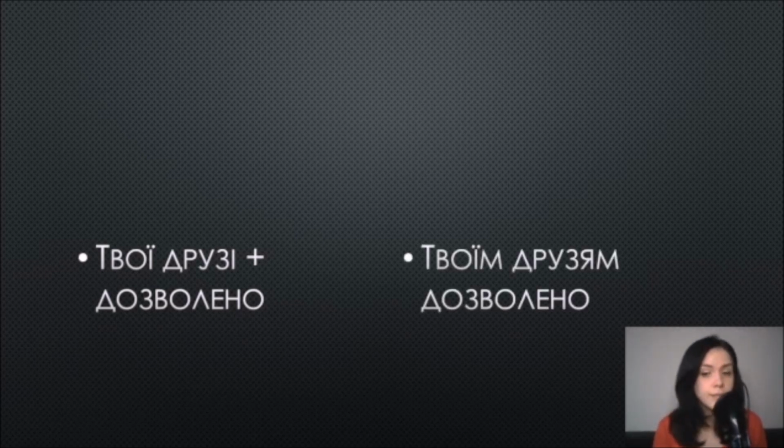Next. Твої друзі дозволено. Твої друзі means your friends, and дозволено means are allowed. Okay, so to say that your friends are allowed, we will say твоїм друзям дозволено. Твоїм друзям дозволено. Твої друзі in nominative became твоїм друзям in dative.